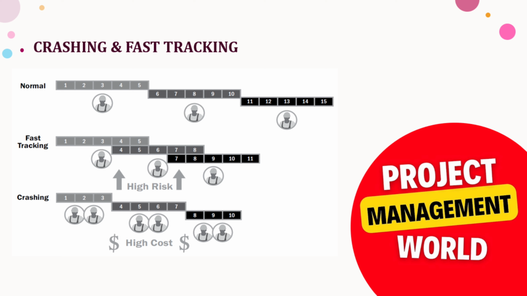So these numbers are nothing but durations. We have 15 working days to complete these activities in normal conditions. We have three resources, one in each activity. In fast tracking, we are performing 2, 4 and 5 in parallel, and then 7 and 8 in parallel. So that is reducing the duration to 11 days from 15. And we have the same resources, as we discussed.